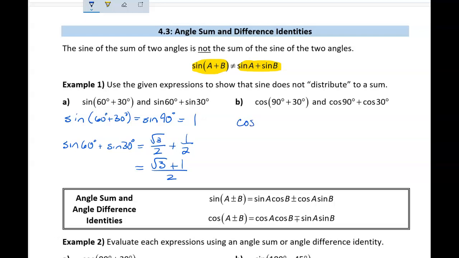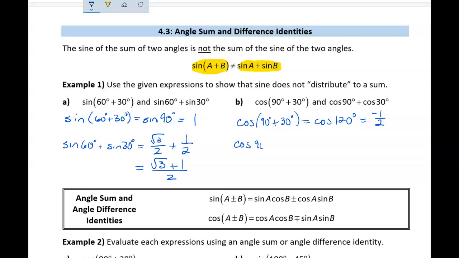This time we're using a cosine function. So cosine of 90 degrees plus 30 degrees is equal to, order of operations would tell us to add first, do the parentheses operation, and then take the cosine of 120 degrees. Remember, 120 is a second quadrant angle, and so when we take its cosine, it's going to be negative. You get a negative 1/2.